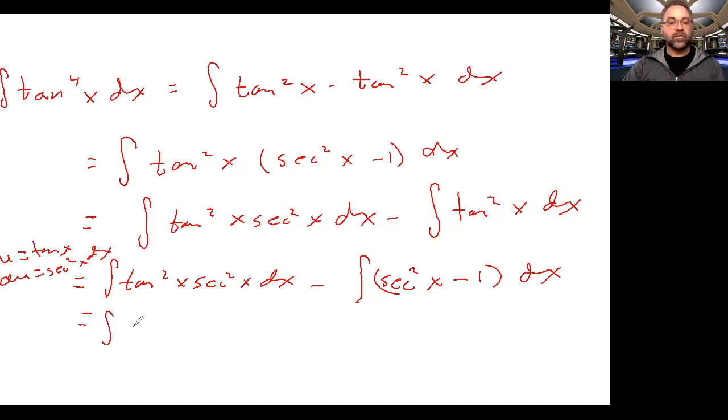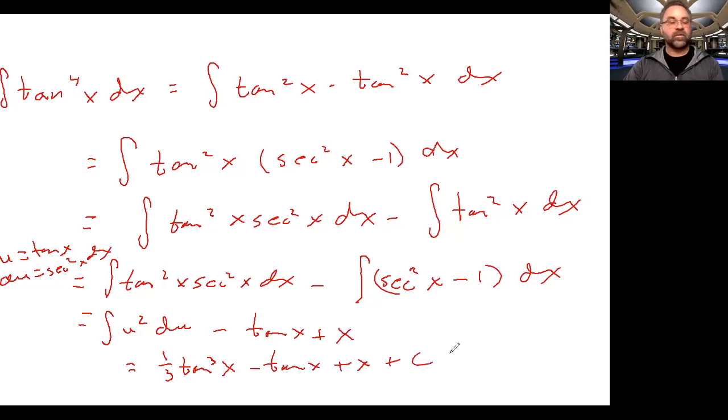So this is just the integral of u squared du minus the integral of secant squared. That's tan x. Then minus negative, so we get a plus x. And of course, the integral of u squared is 1/3 u cubed. So we get 1/3 tangent cubed x minus tangent of x plus our constant of integration c. That's how you handle an even power of tangent. That's one of the examples that we wanted to do.